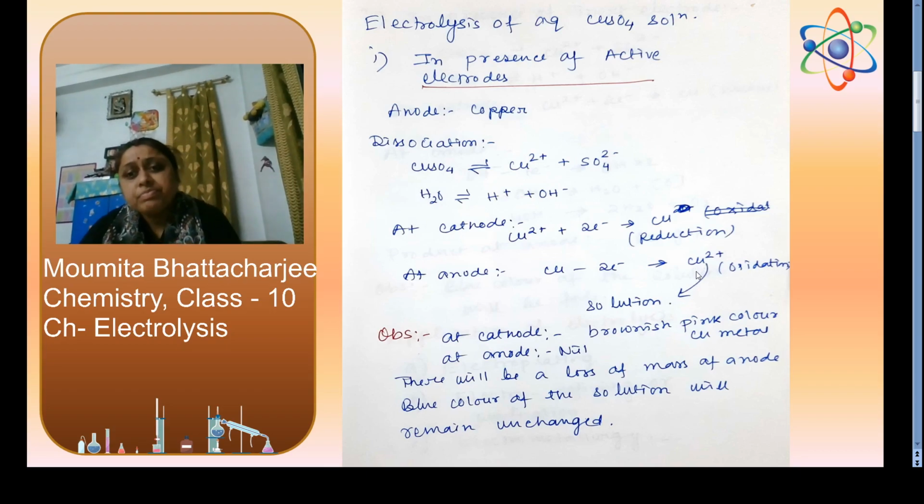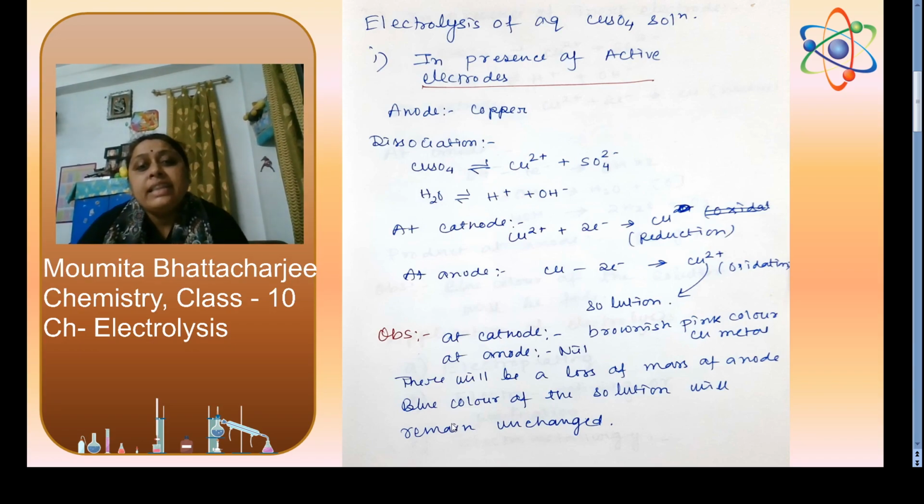So we can see the observations. At the cathode, brownish pink colored copper metal will form, and at the anode no product will form. There will be a loss of mass of the anode, because the anode, which is made up of copper, is reducing by the formation of Cu2+, which is moving to the solution. So definitely there will be a loss of mass of the anode. And another observation, the blue color of the solution will remain unchanged.